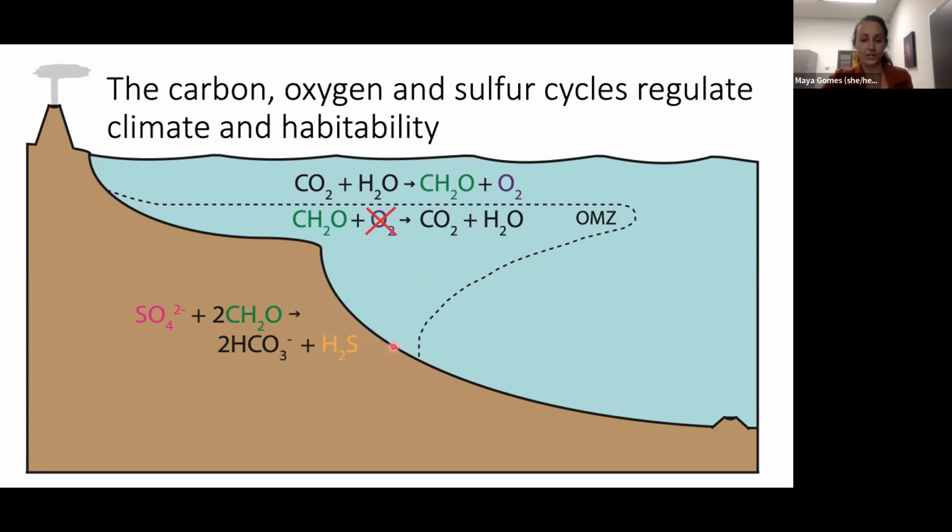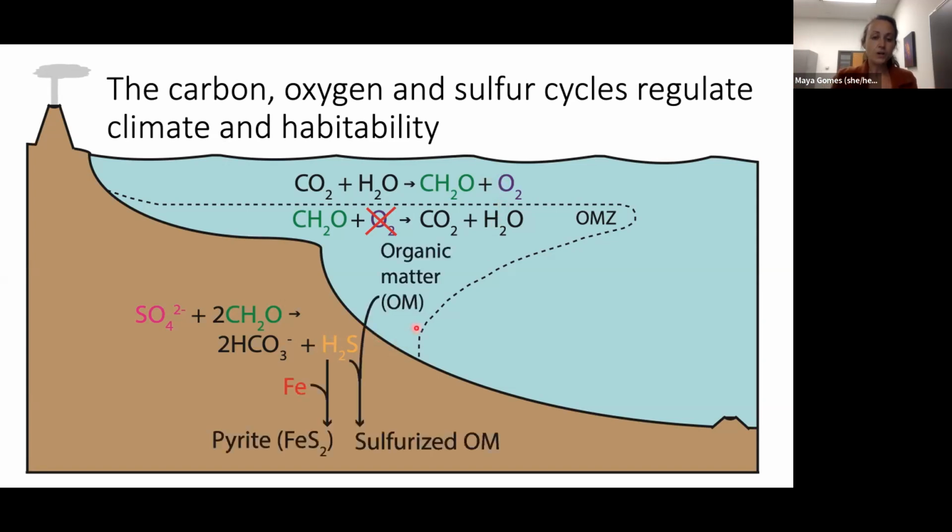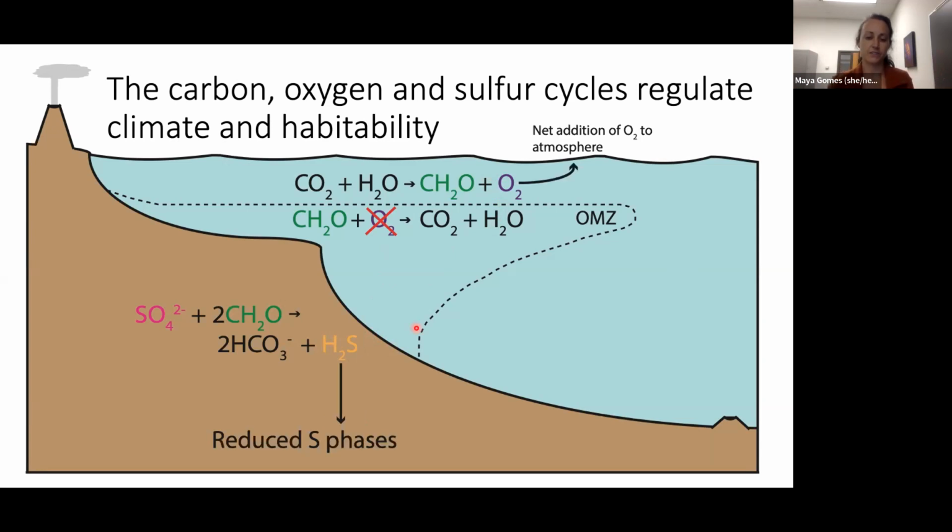The other reason why it's important is hydrogen sulfide is a powerful reductant, and so it can also consume oxygen and impact oxygen levels in bottom waters. And also, that hydrogen sulfide can react with iron to form pyrite, which is buried in the sediment, or with organic matter to form sulfurized organic matter. And both these fluxes of reduced sulfur phases, so this burial of reduced sulfur phases, represents a net addition of oxygen to the atmosphere. You know, these are all redox reactions, right?